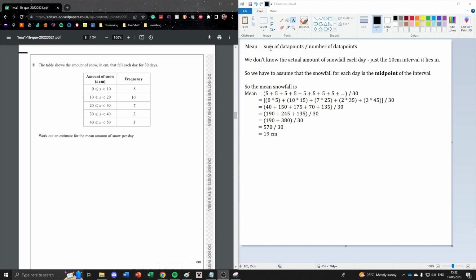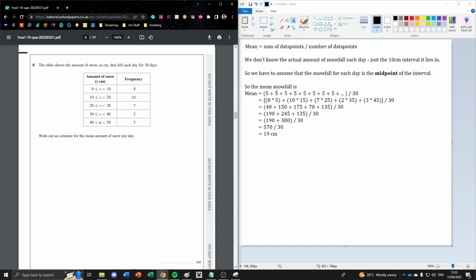So of course the mean is equal to the sum of all of our data points divided by the number of our data points. And the important thing to realize here is that we don't actually know the amount of snowfall we have each day. So for example, on one of these 8 days, we don't know whether 2 centimeters of snow fell or 8 centimeters, we just know that it's somewhere in here. So an assumption we have to make in calculating this estimate is that the snowfall for each day is the midpoint of the interval that it lies in. So for example, for each of these 10 days, we're going to assume that 15 centimeters of snow fell, and for each of these 3 days, we're going to assume that 45 centimeters of snow fell, and so on and so forth.